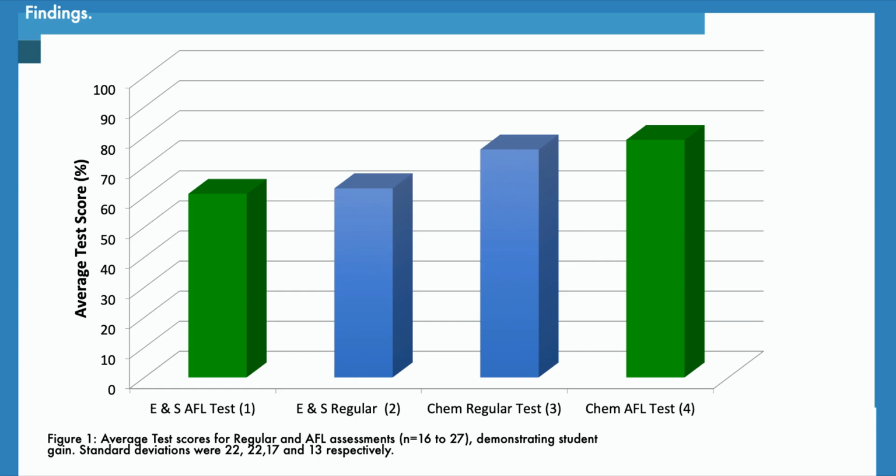So the first graph I'm going to show you are the means of the average test scores. So the bars in green are the assessment for learning tests, and the graphs in blue are the regular tests. So the means were then compared using a student t-test, which showed that there was no significant difference between the regular test and the AFL test for either the Earth and Space or the chemistry topics.